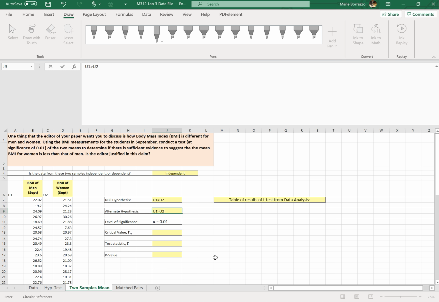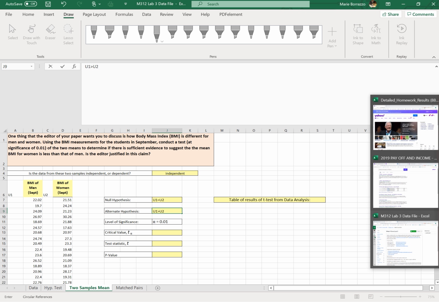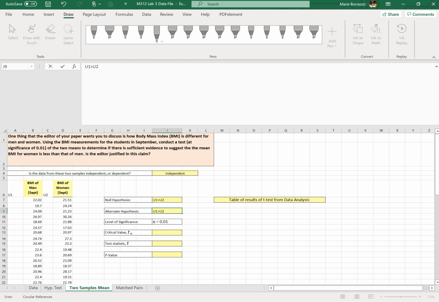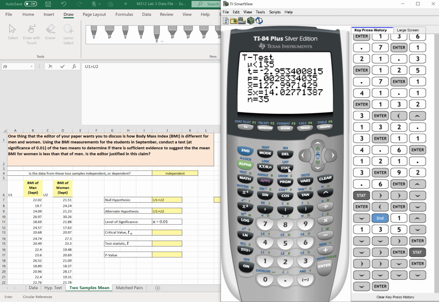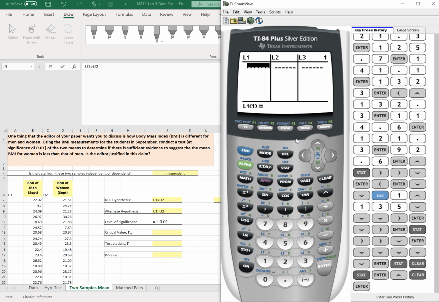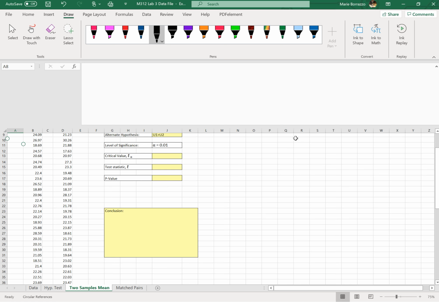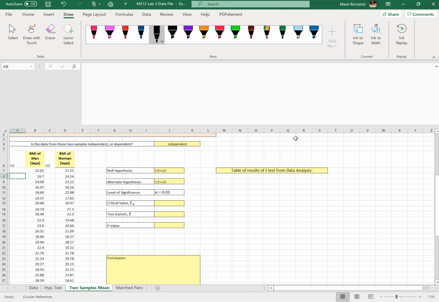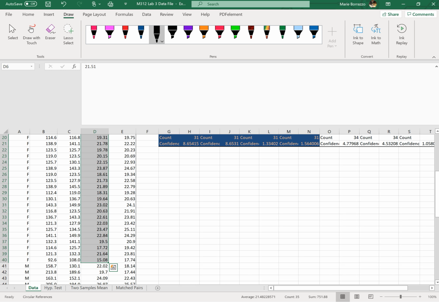And so what we're going to run in this case is an equivalent hypothesis test, and using the calculator is probably the best option. Using a calculator, you would need to create two columns. I'm going to go up and clear enter. I'm going to put the BMI for men in list one and the BMI for women in list two.